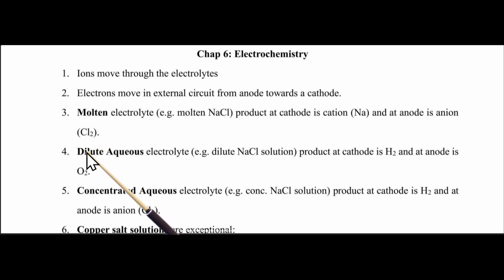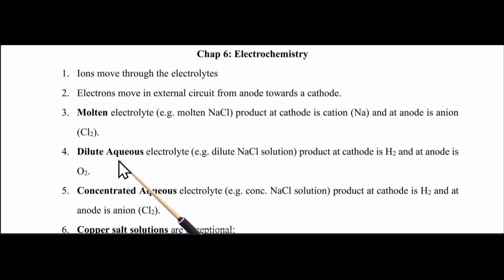Another important thing to remember is the products. You have to remember these three things: molten electrolytes, dilute aqueous electrolytes, and concentrated aqueous electrolytes. If you see a molten electrolyte, then you don't need to worry about the product, because the product will be the same as your electrolyte. The cations, that is the positive ions, will move towards the cathode. For example, in molten NaCl, the product at the cathode will be sodium, whereas at the anode, the negative ion, called the anion, will move towards the anode. So you will get chlorine gas at the anode if it is molten. Okay, so you will get your own ions from the same compound.